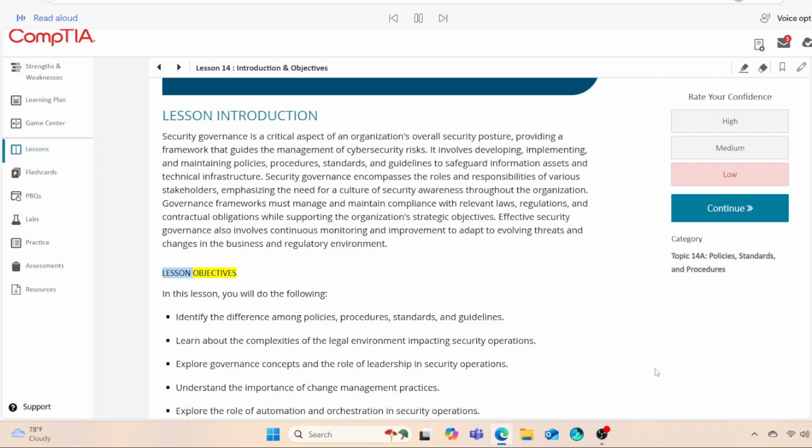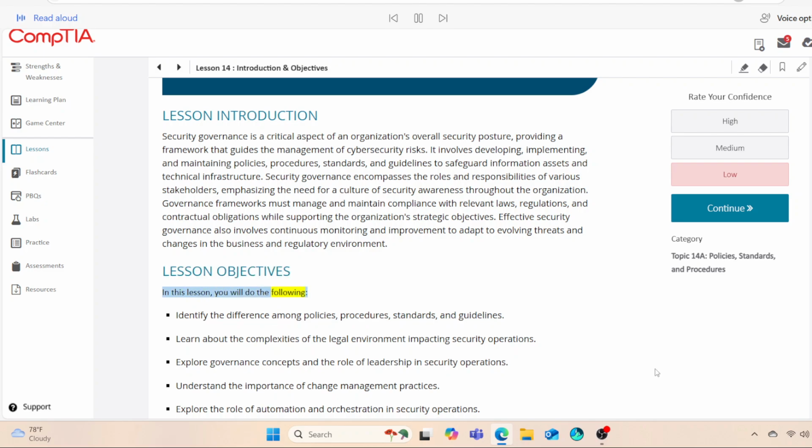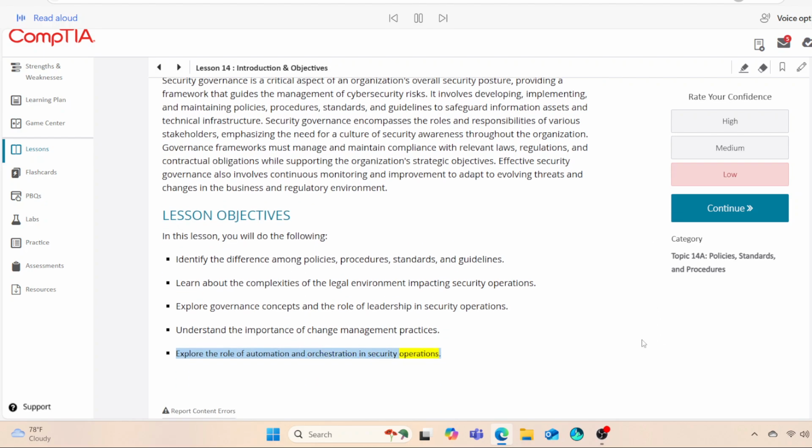Lesson Objectives. In this lesson, you will do the following. Identify the difference among policies, procedures, standards, and guidelines. Learn about the complexities of the legal environment impacting security operations. Explore governance concepts and the role of leadership in security operations. Understand the importance of change management practices. Explore the role of automation and orchestration in security operations.